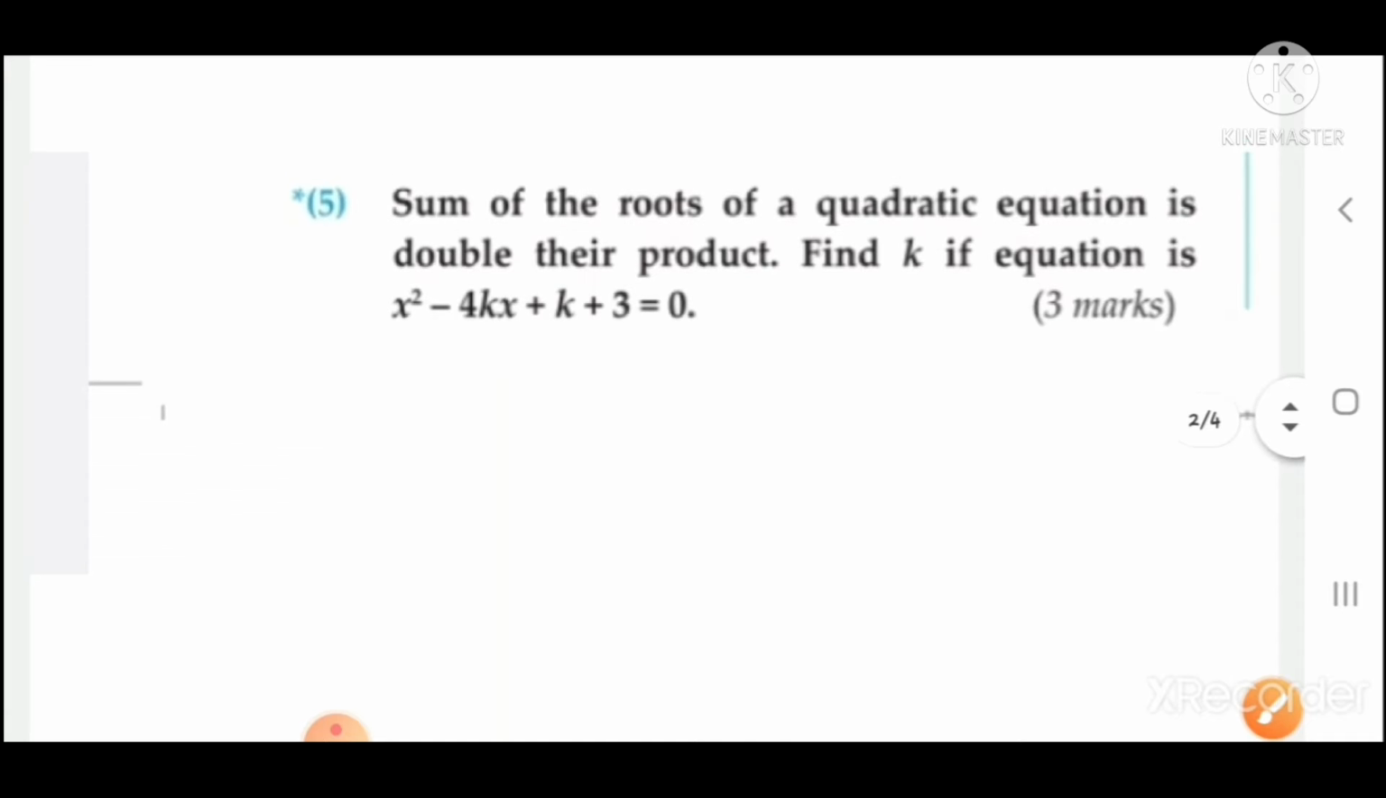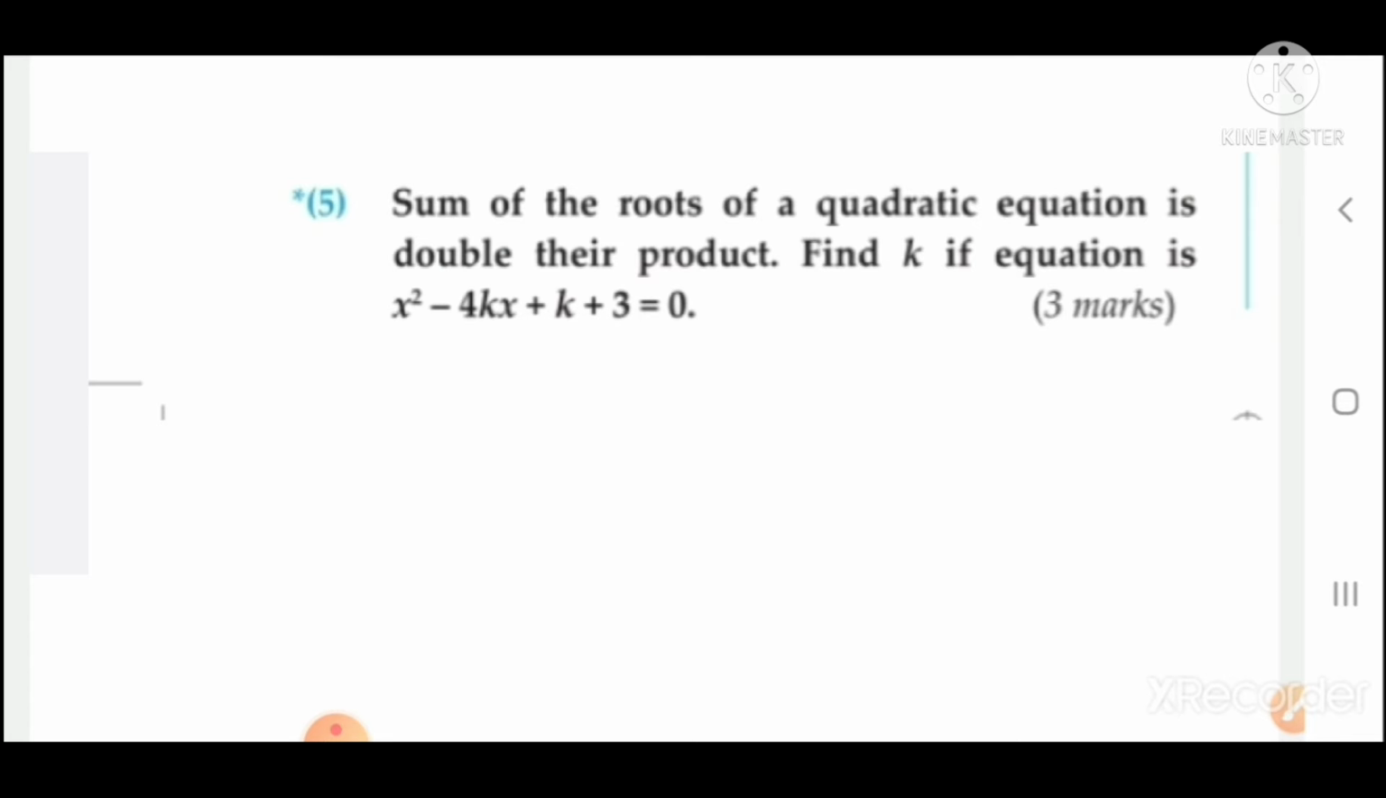Next sum is question number 5. 3 mark sums, it comes in examination. What is the question? Let us read first. Sum of the root of the quadratic equation is double their product. Find k if equation is x square minus 4kx plus k plus 3 equal to 0. So now this quadratic equation is given to you and you have to find the value of k. They have given the condition also. Sum of the root of the quadratic equation is double their product. So we'll understand the meaning of this sentence.